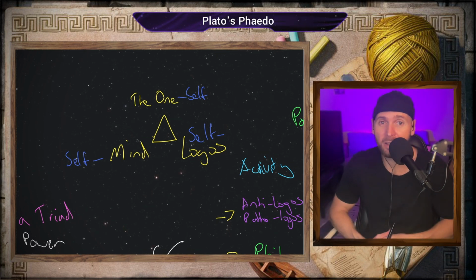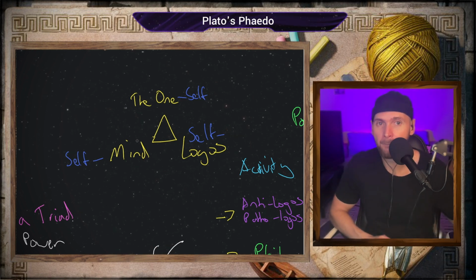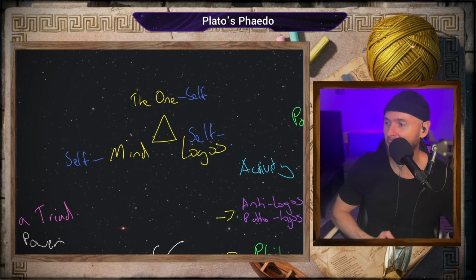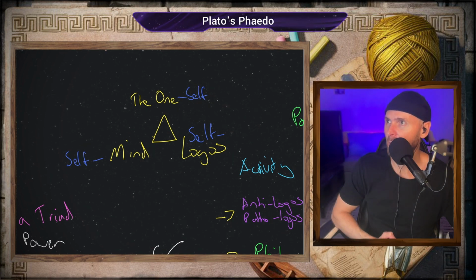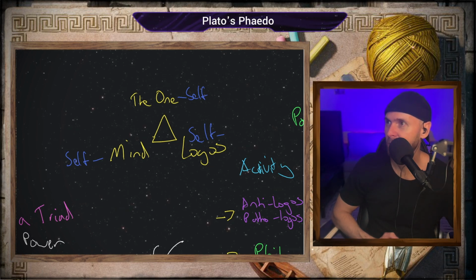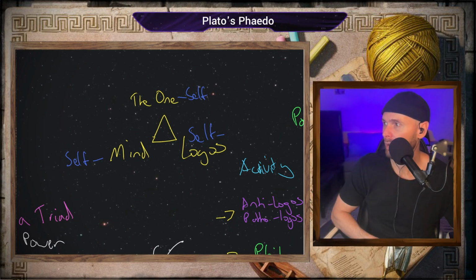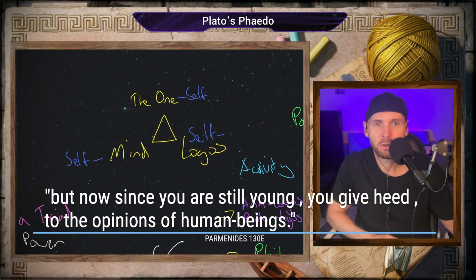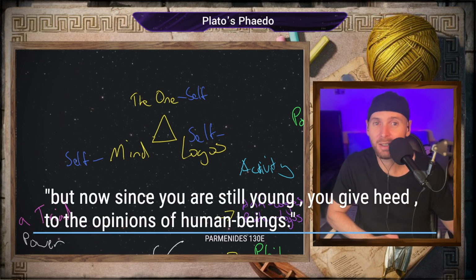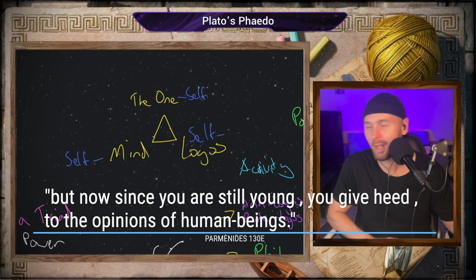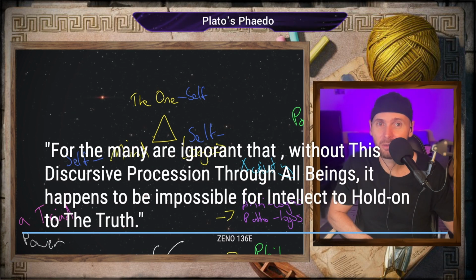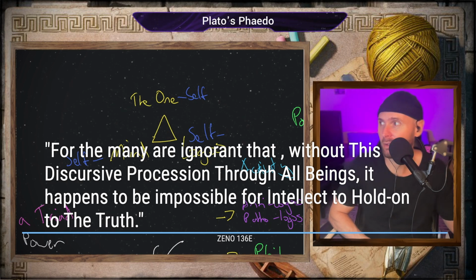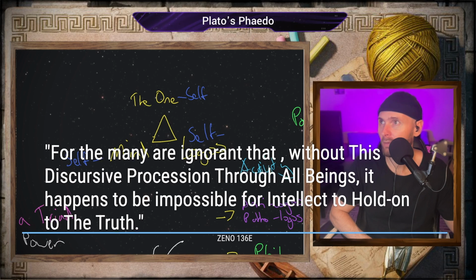So if he meets Parmenides and he says, by the way, kid, that's your problem. And also, one of the reasons why you're stuck at your problem is, we have this great quote from Parmenides that we put out last time: you're still young and you care about the opinions of human beings. And by the way, Zeno chimes in and says, the many are ignorant that without the dialectic, through the beings, it happens to be impossible for your intellect to hold on to the truth. You have a lot of quotes like that.